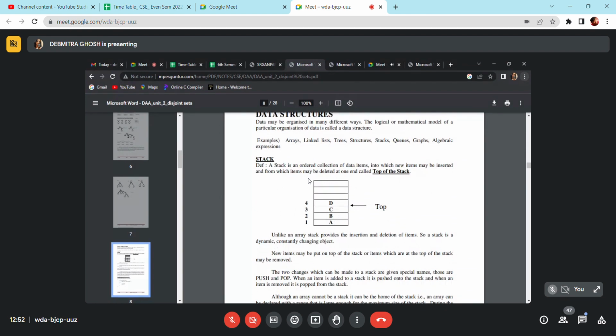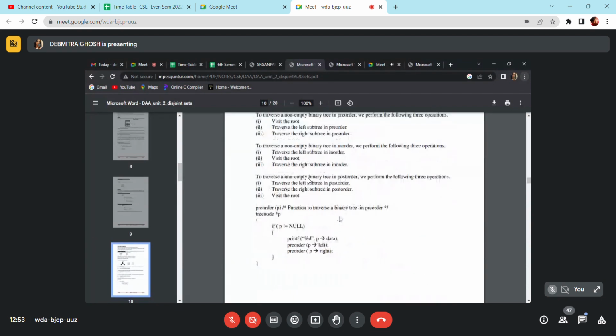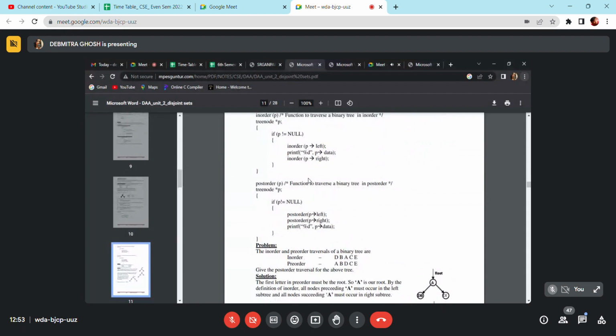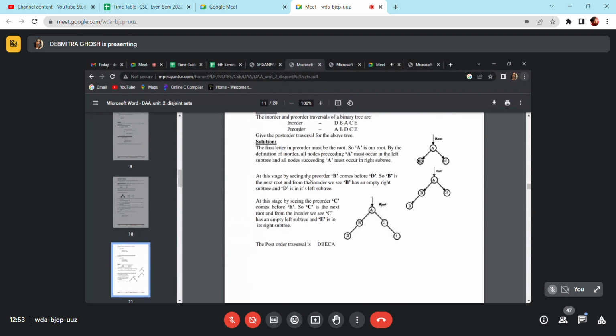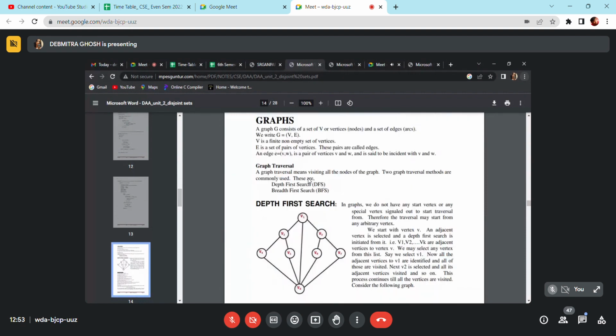Now what is stack? You know stack? Is this thing clear? Are you able to understand this part? Union of some disjoint sets.